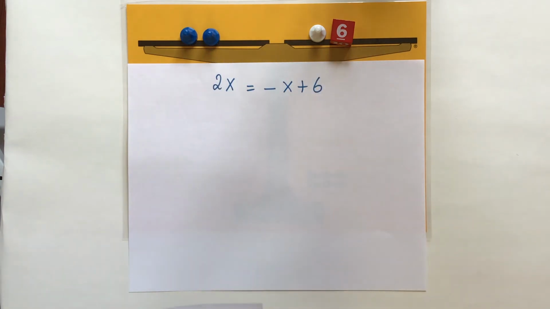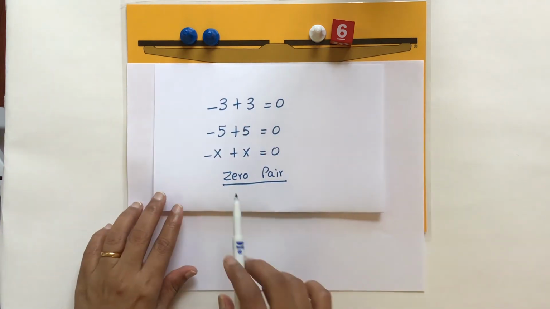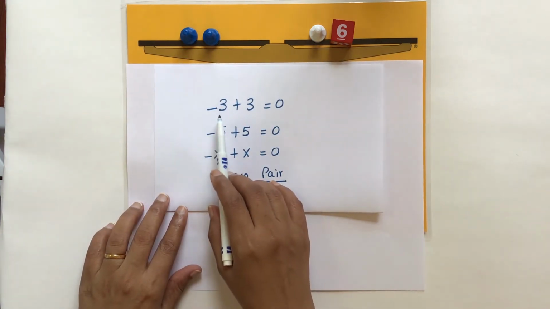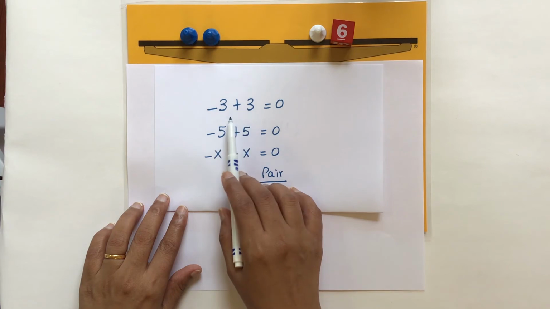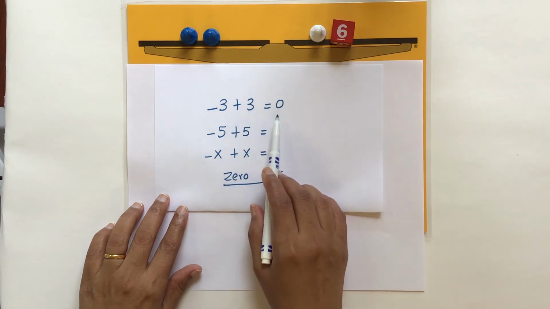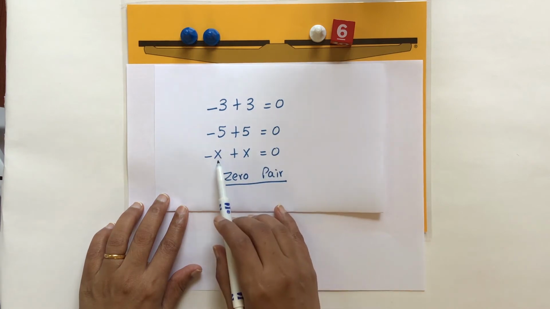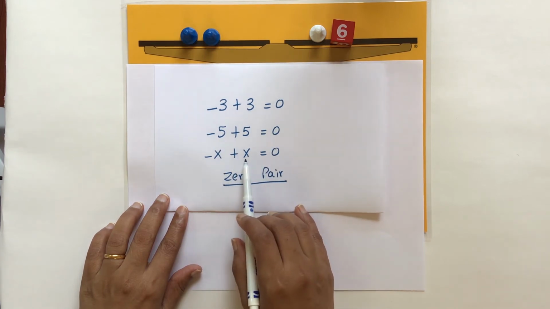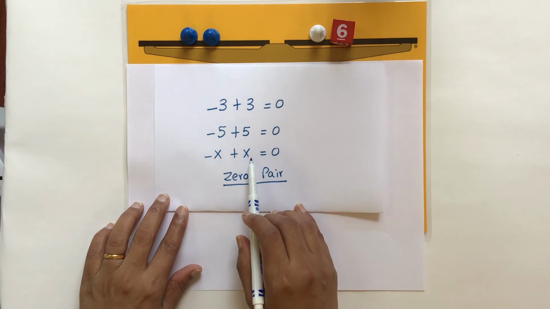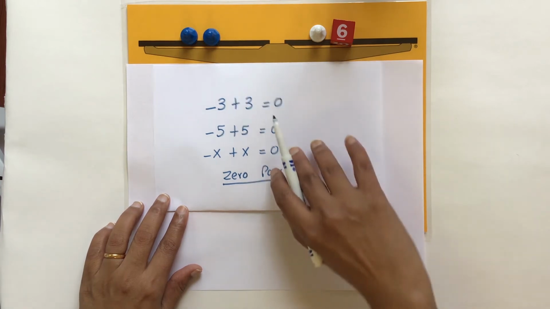Let's bring in the concept of zero pair. The zero pair indicates a negative number and its positive equivalent. When you add them together, it equals 0. Negative 5 plus 5 is 0. The same applies for a negative variable combined with a positive variable of its equivalent, which is equal to 0.